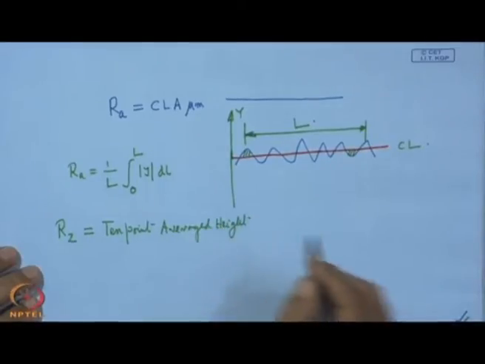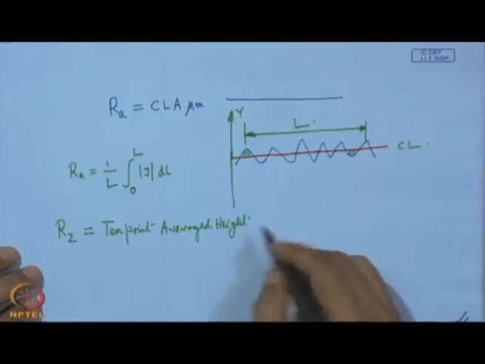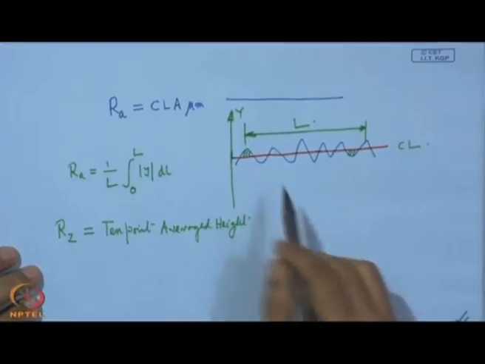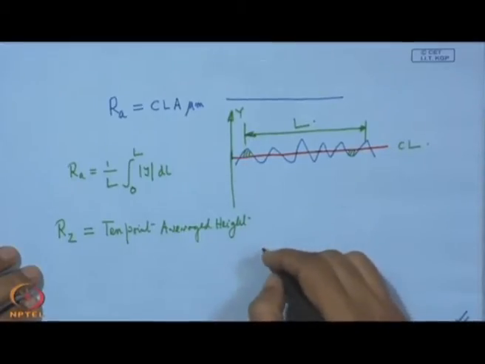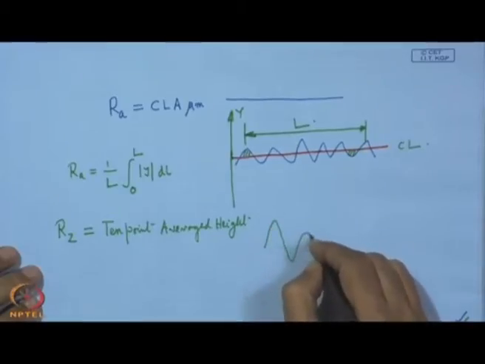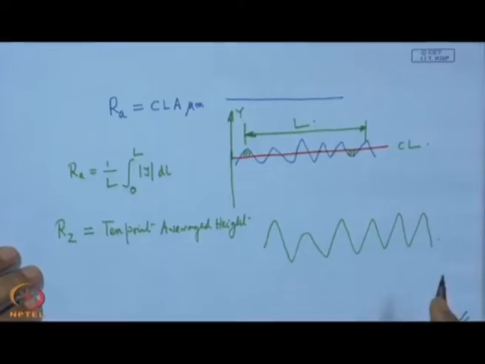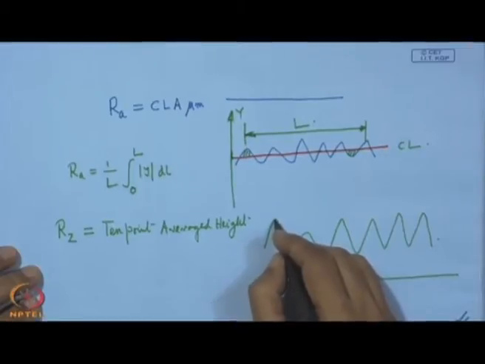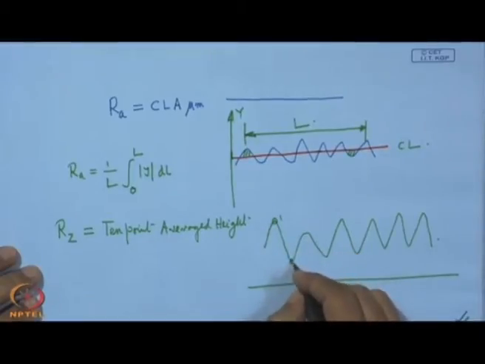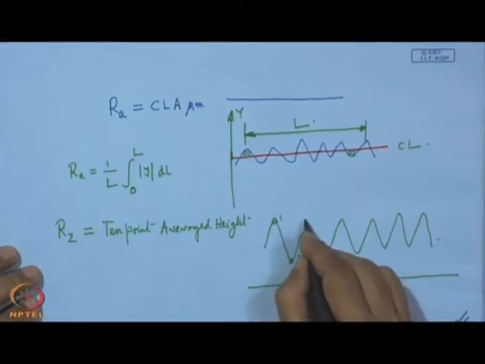Averaged height between the peaks and valleys. Now, say here we have such a profile, and what we can find out is that a datum like this can be arbitrary, and over the sampling length we can find out these points.